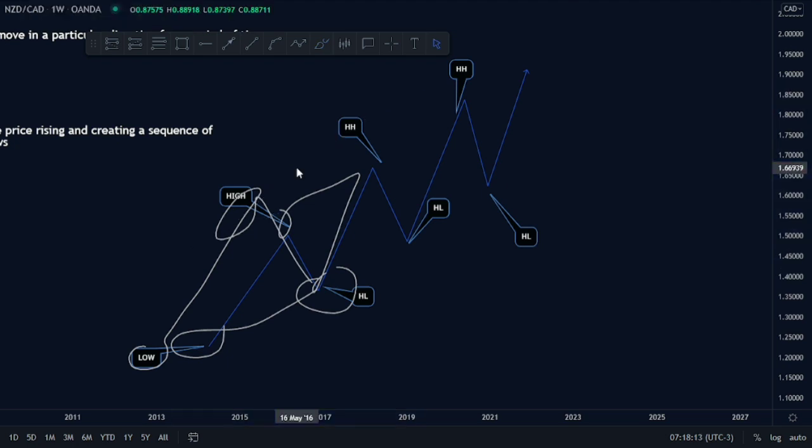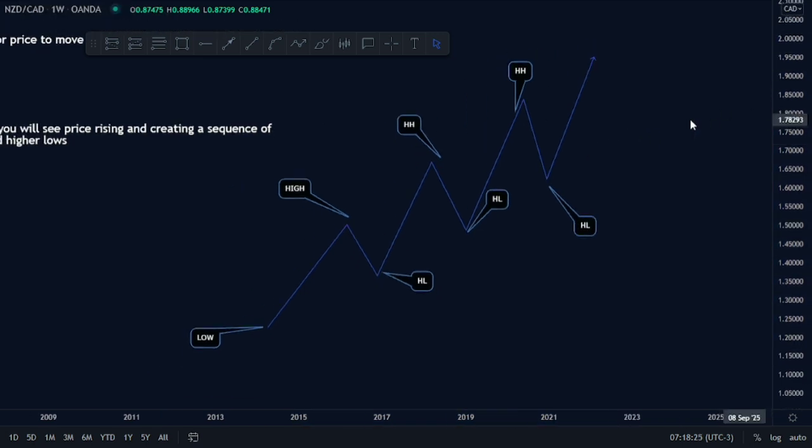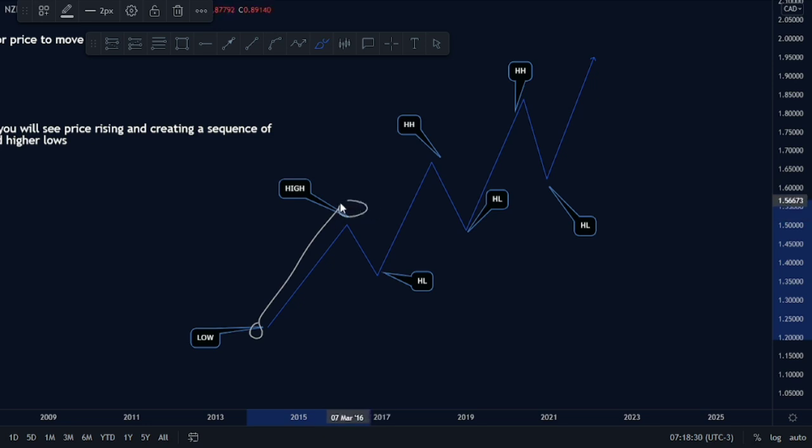As it keeps on rising to the upside. So that is how you identify an uptrend. You'll see price giving you a sequence of higher highs and higher lows as it rises towards the upside. This is a low. After a low you'll see a high. After a high you'll see a higher low because it's lower than this one.